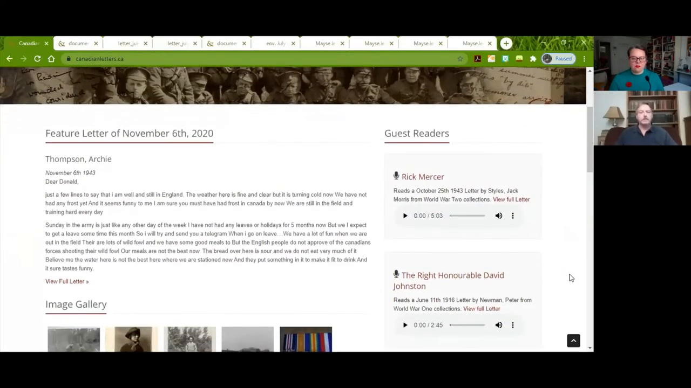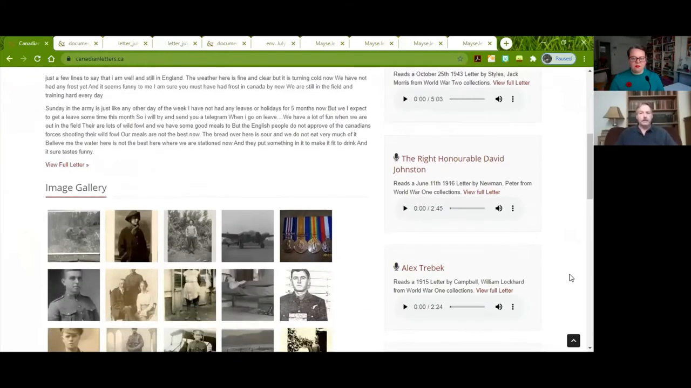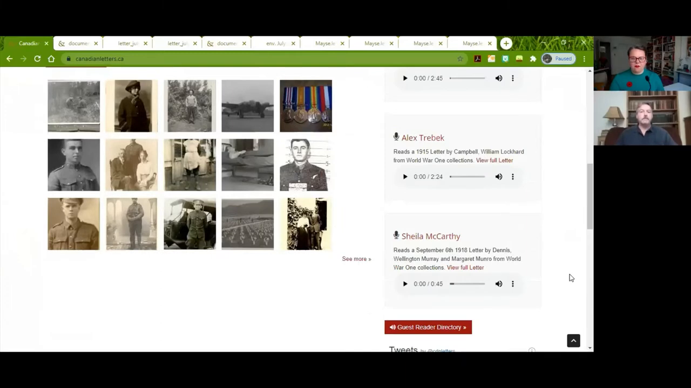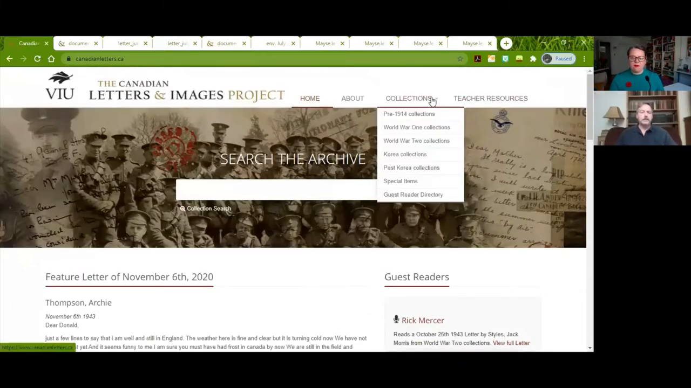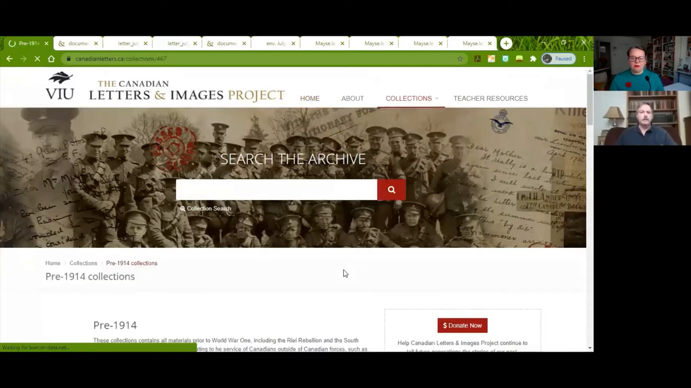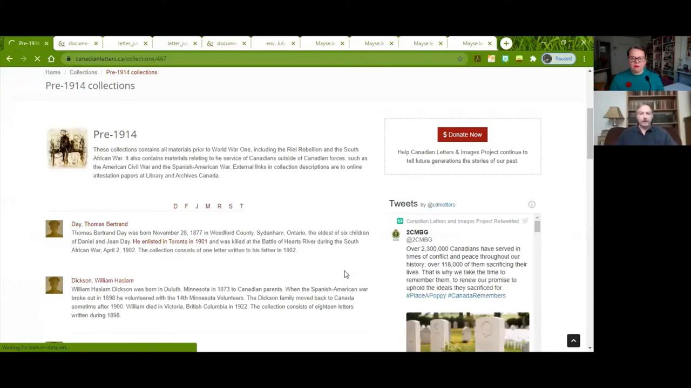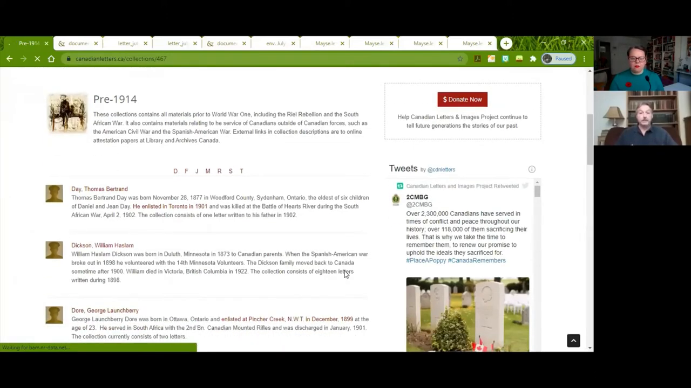So we have materials going back to the Riel Rebellion, South African War, World War One, World War Two. And what's unusual about these letters or materials, they're not all letters, is that they are literally coming out of closets and attics of Canadians across the country. They're not found in any archive.